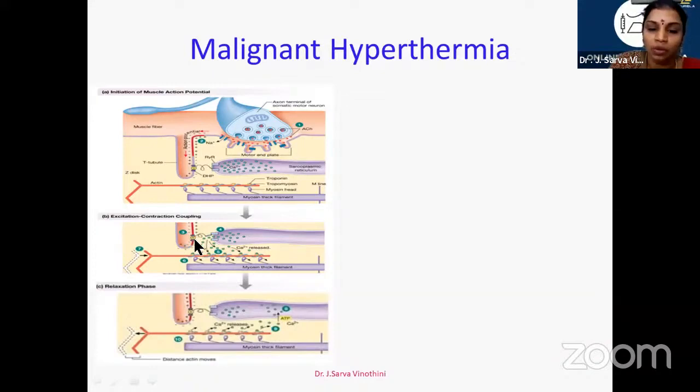So immediately after the depolarizing current veers off, this gate closes, and once the contraction is over, this calcium is released from the muscle, and the calcium is again pumped back using ATP into the sarcoplasmic reticulum. So this is an ATP-dependent process. Not just the contraction, even the relaxation of a muscle is an ATP-dependent process.